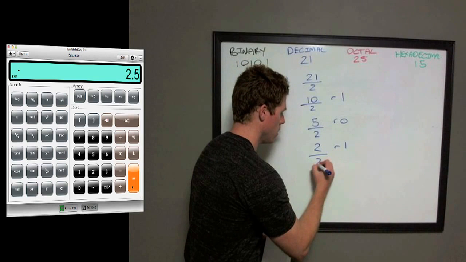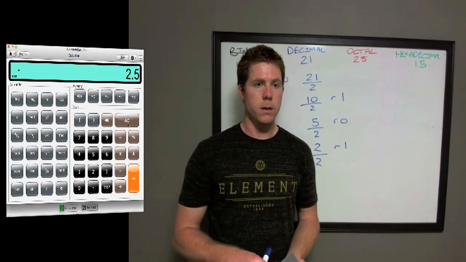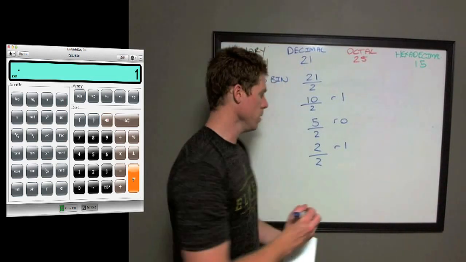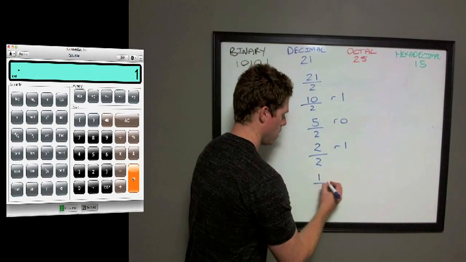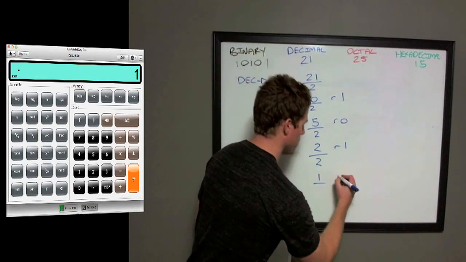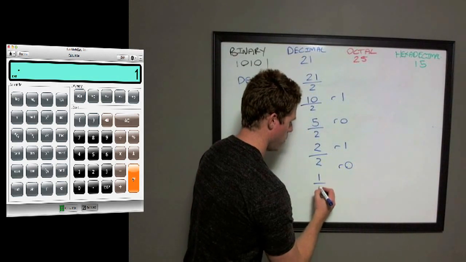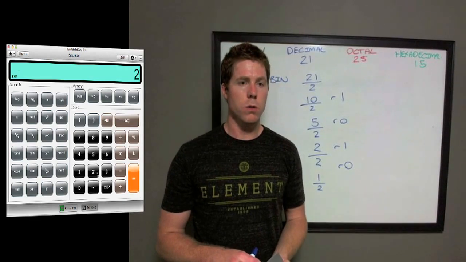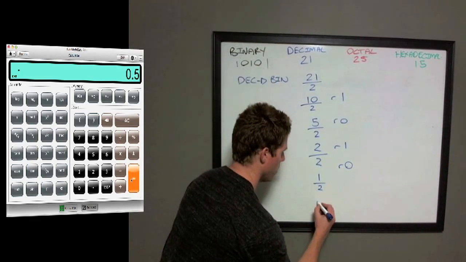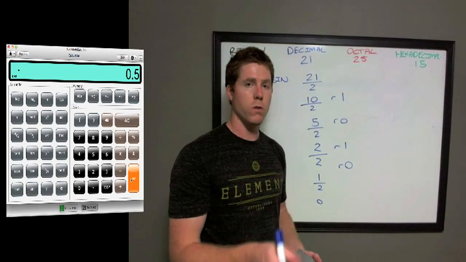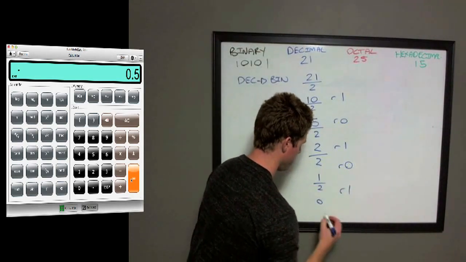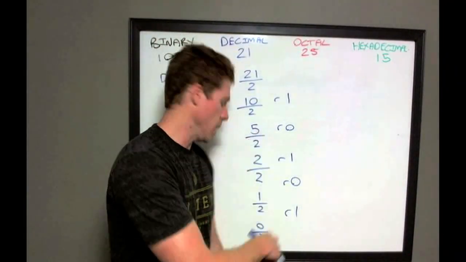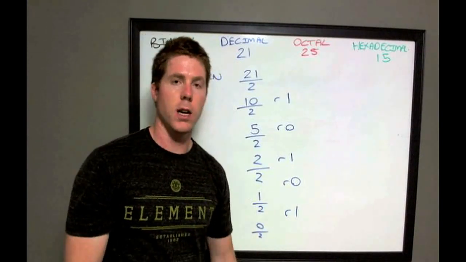2 divided by 2, that should be pretty easy. 2 divided by 2 is 1, and because it went into it perfectly, we had a remainder of 0. 1 divided by 2 is 0, remainder 0.5, and remember 0.5 of 2 is 1. And then of course 0 divided by 2 is just 0. We could keep going if we wanted to and keep adding zeros all the way down, but there's no point in that.